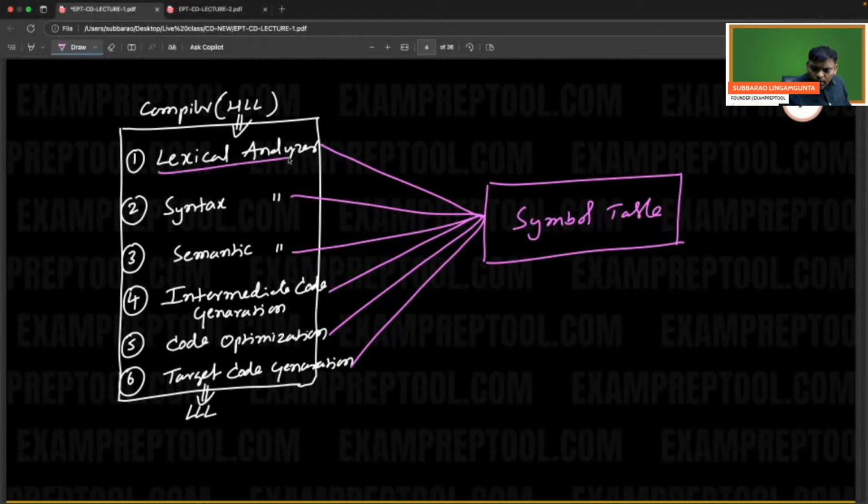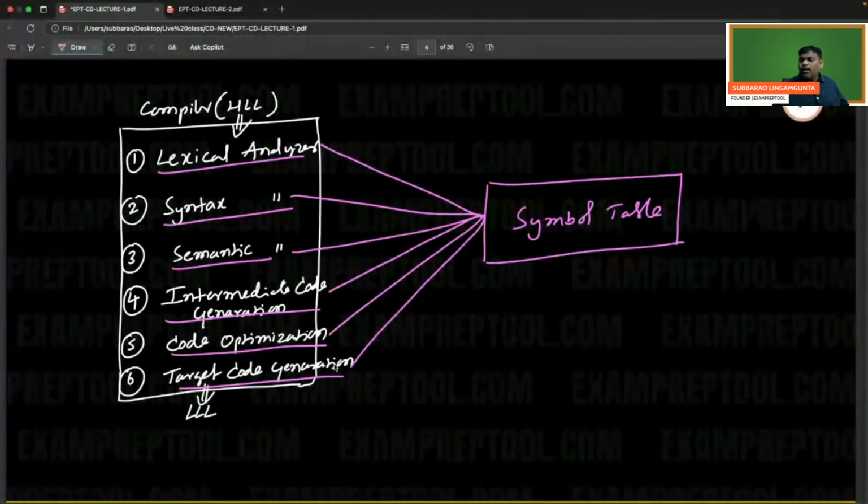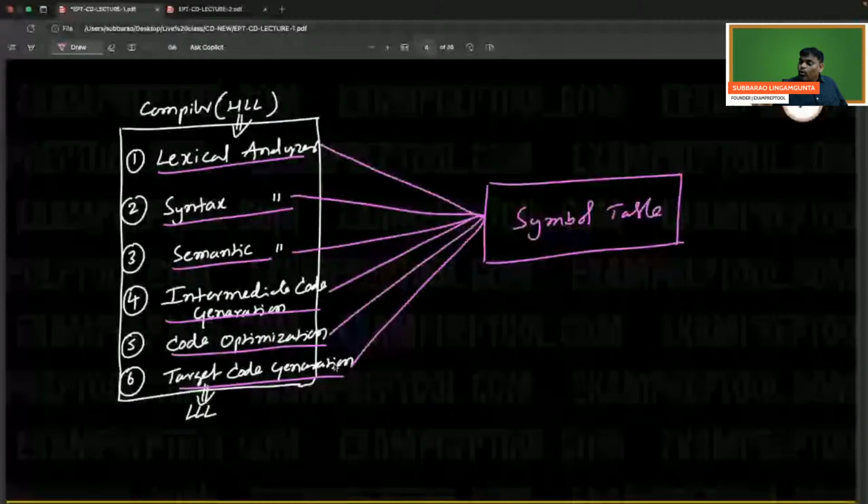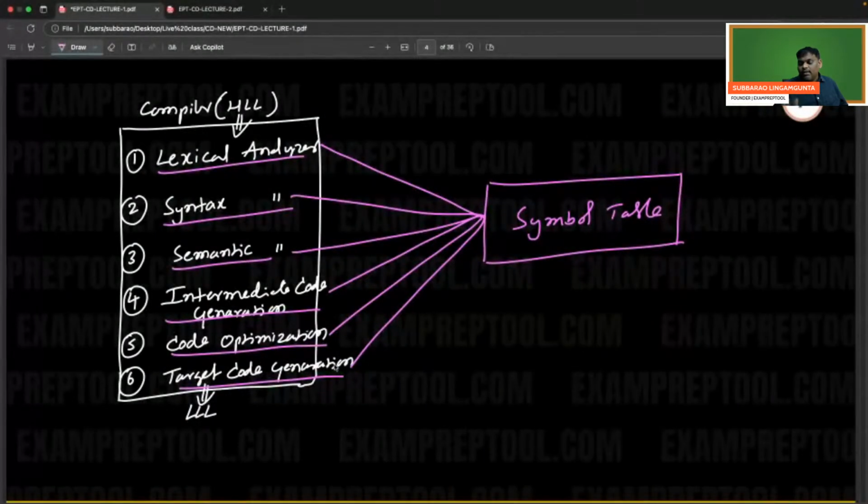But in compiler terminology, these are called phases of the compiler. The terminology is different. In compiler terminology, this is called phases of the compiler; in programming terminology, these are the functions of the compiler. Whenever compilation is going on, meaning 1 lakh lines of code is running, if you want to store anything, you can store it in the symbol table.